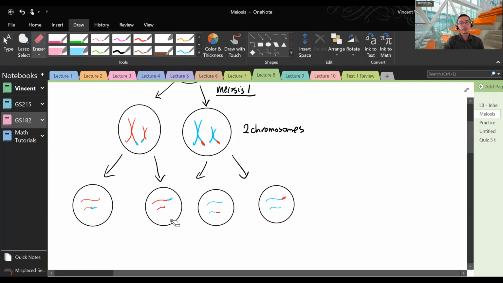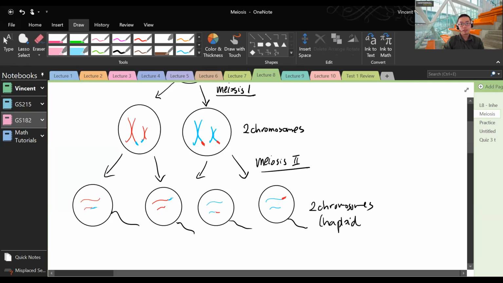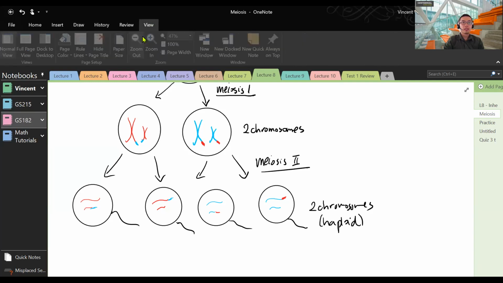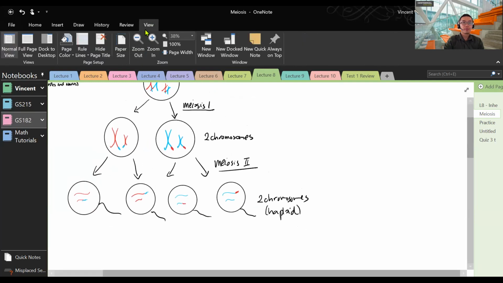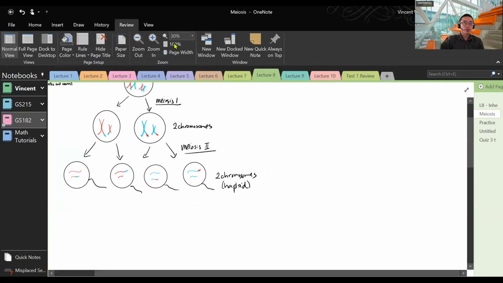So you end up having 4 cells, and let's say these are sperms. It's got a tail to it. So this is meiosis 2 and 2 chromosomes. And it's going to be haploid. So that's the whole situation here.